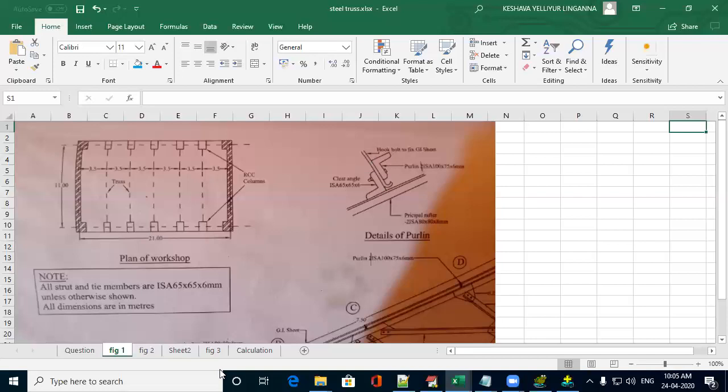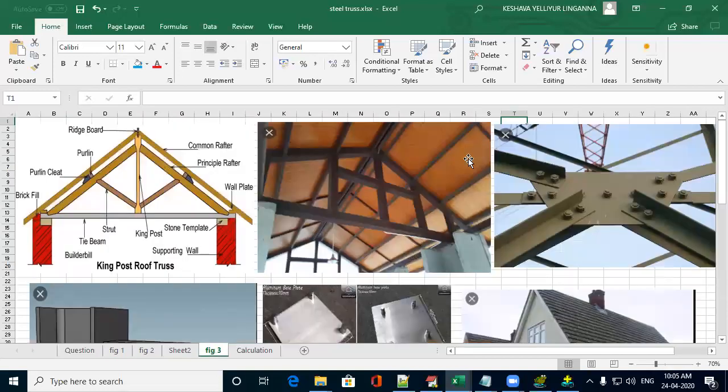I will show you how the purlins will be. See, these are purlins. These are purlins, but in the diagram they have shown at this point. They have taken the section at this point. So at this point, if you see here, the purlins will look like only like this. You can see the arrow mark. The purlin at this point will be seen like this.